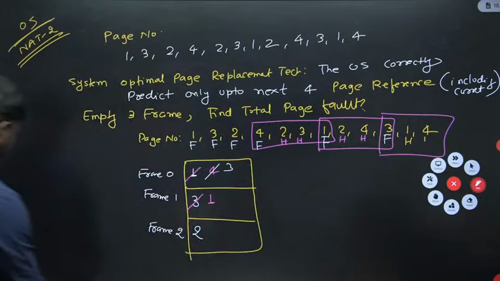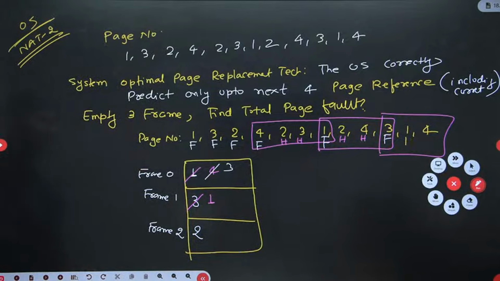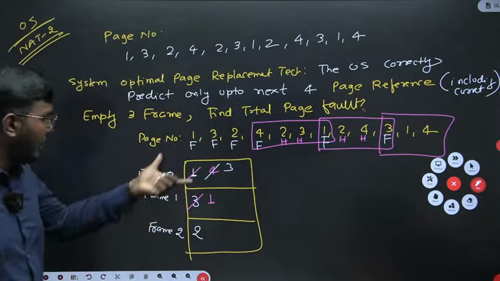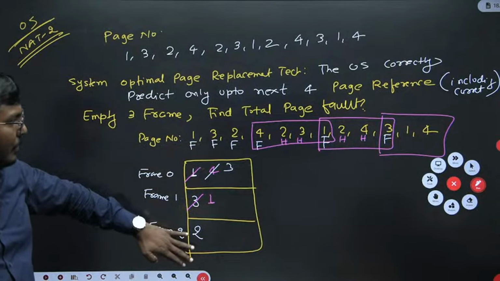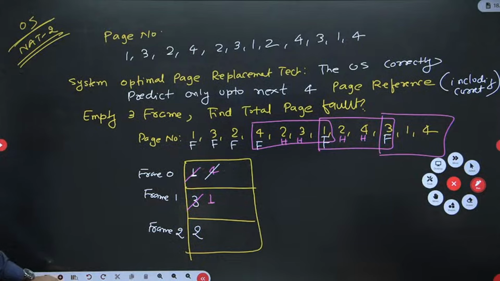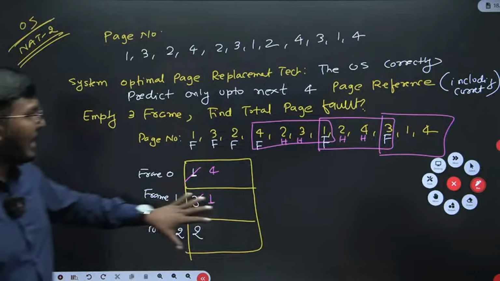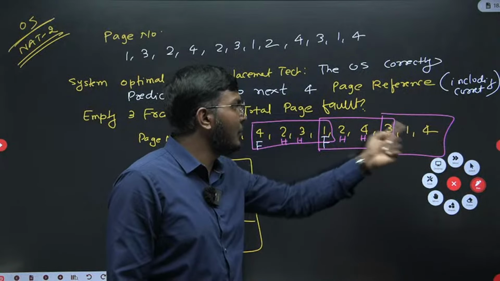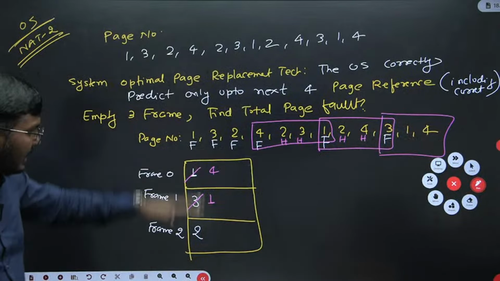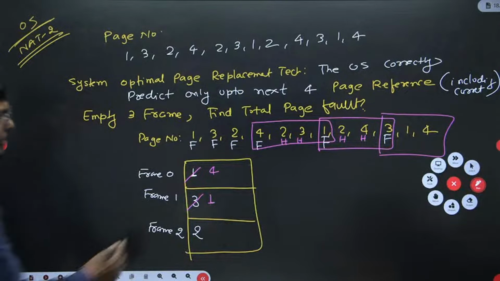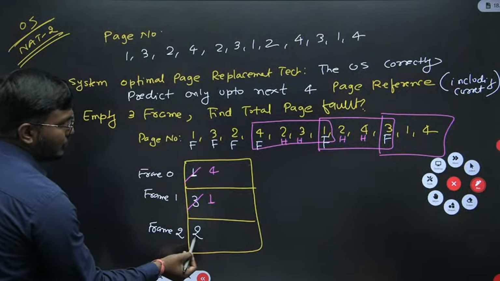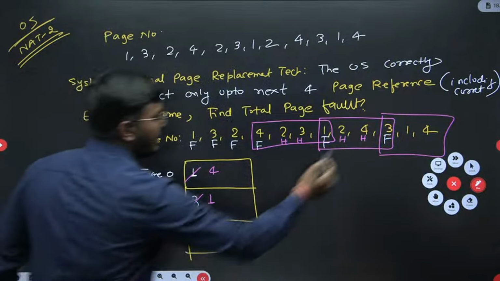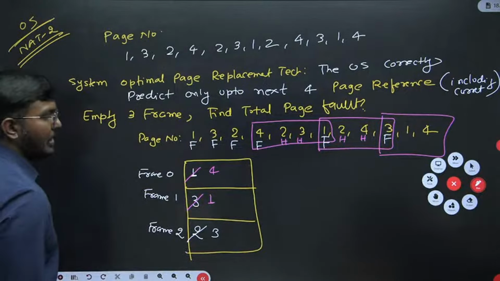Fine. So last we have only 3, 3, 1, 4. We are requesting this 3. Including this 3, the next ones are 3, 3, 1, 4. Currently in the page frames we have 4, 1 and 2. Because 2 is not referenced in the future, simply replace 2 by 3. Understood?